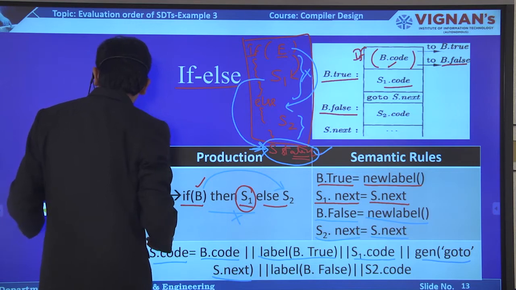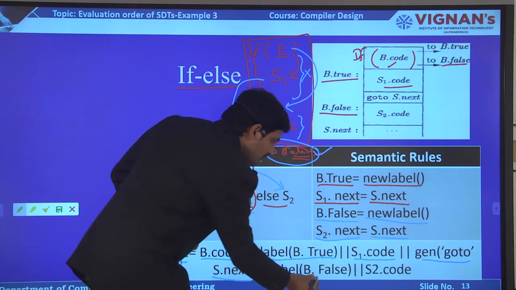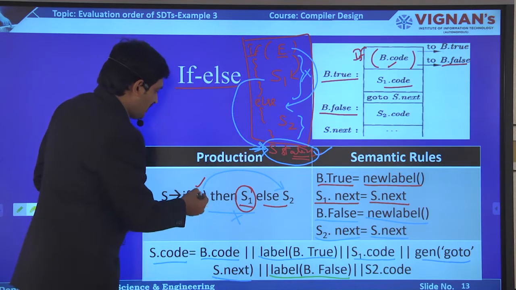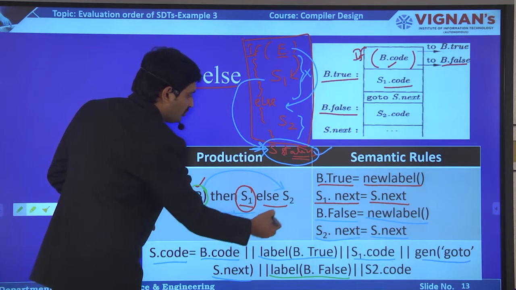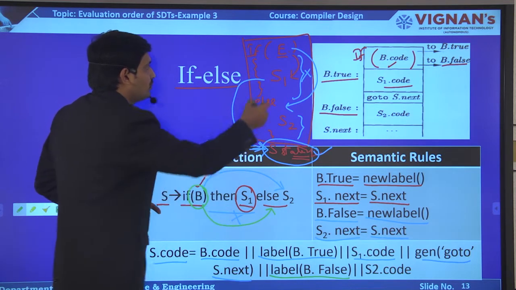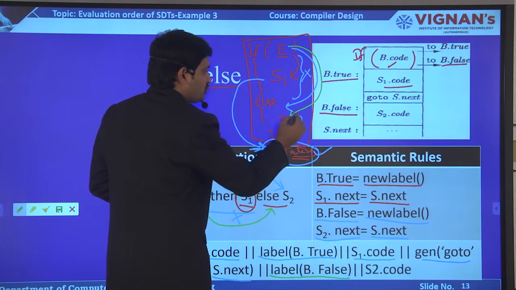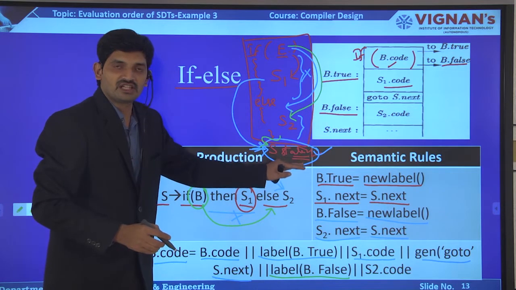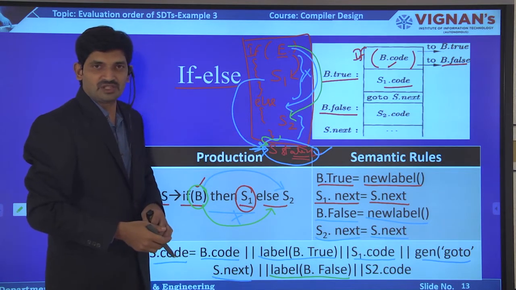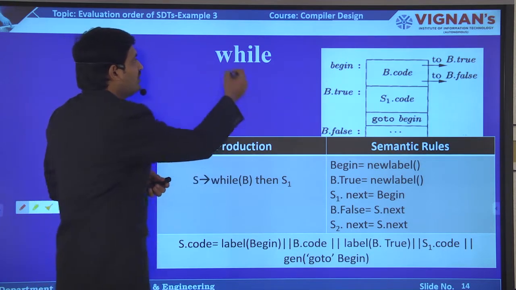Okay. Then come to the next one. Label B.false. That means if B is false, no need to check S1, directly go for S2. So when the expression is false, we come to this S2. After execution of S2, we may execute the S block, or the statements which are outside of the if else block. Okay. Now we are going to discuss the while.